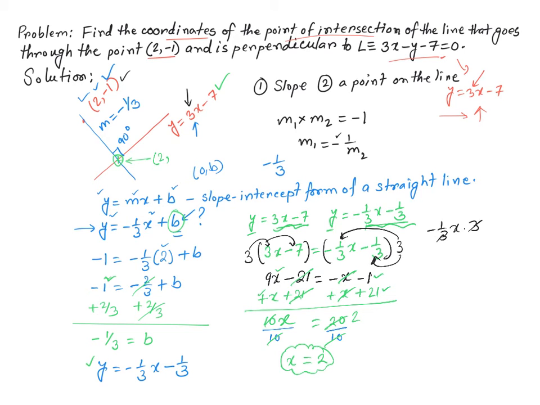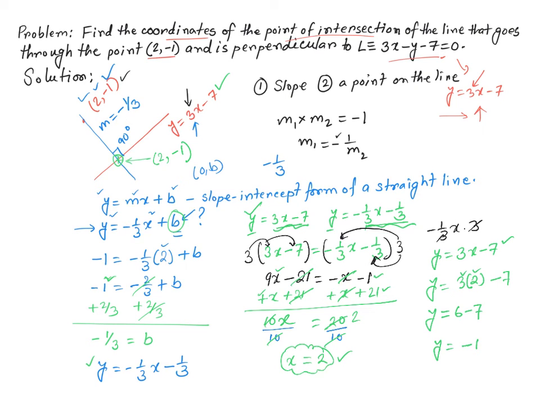Now I have to find the y. It's pretty easy. I'm just going to take this equation, y equals 3x minus 7, so y equals 3 times 2, because I just found x is equal to 2. I'm plugging this x value into this equation, minus 7. Now y is equal to 3 times 2, which is 6, minus 7, so y is going to be negative 1.